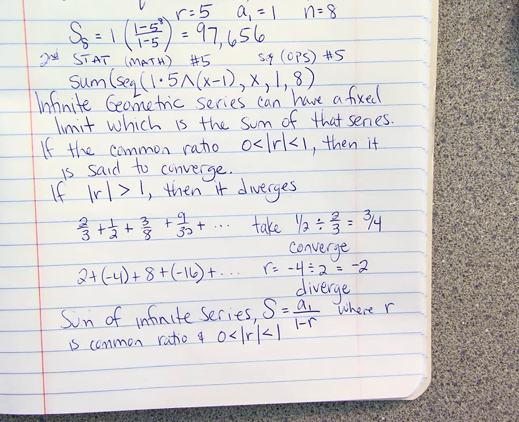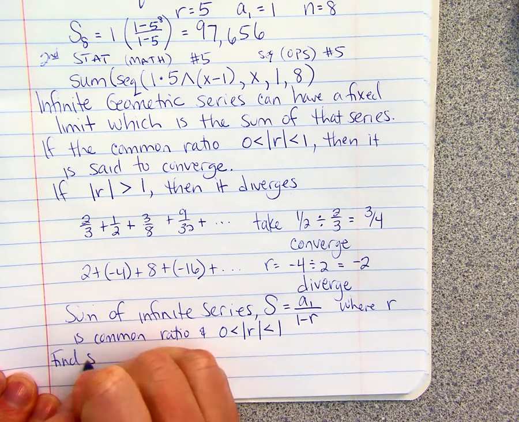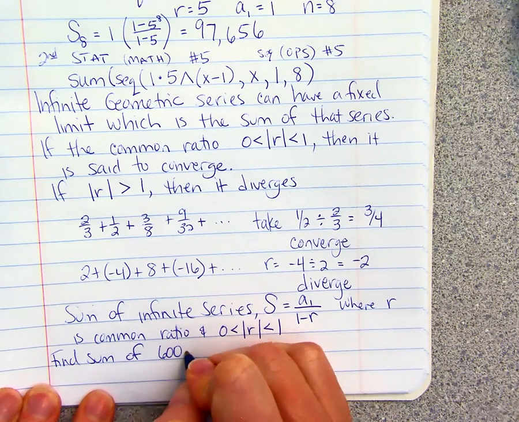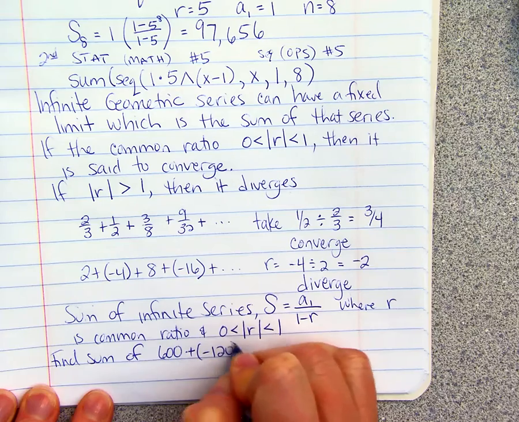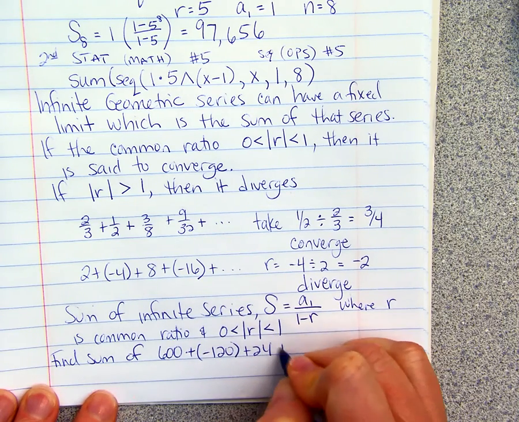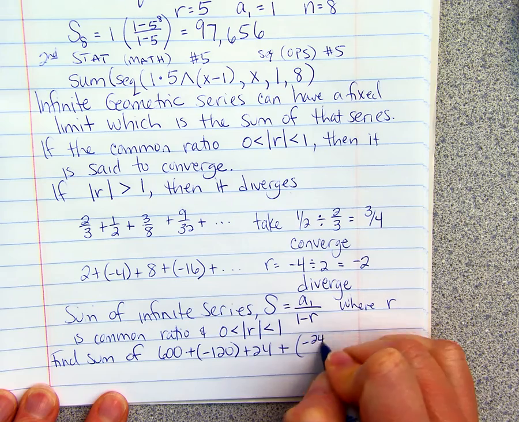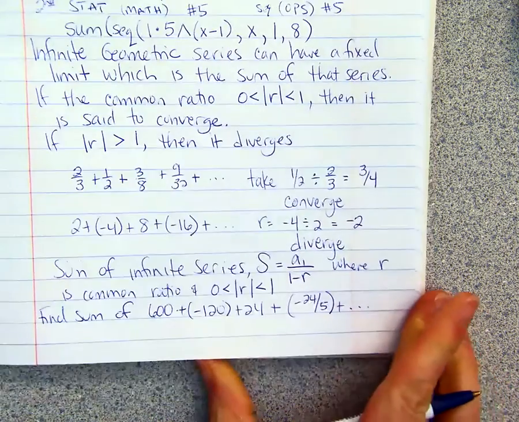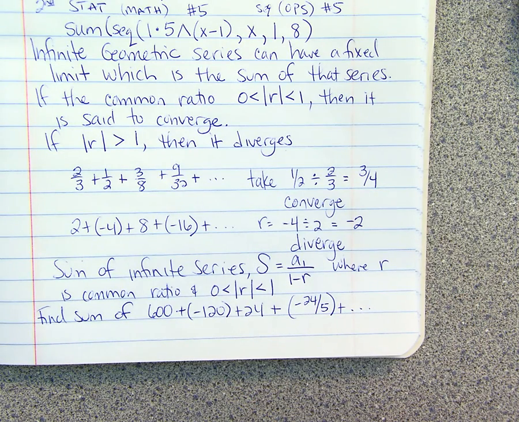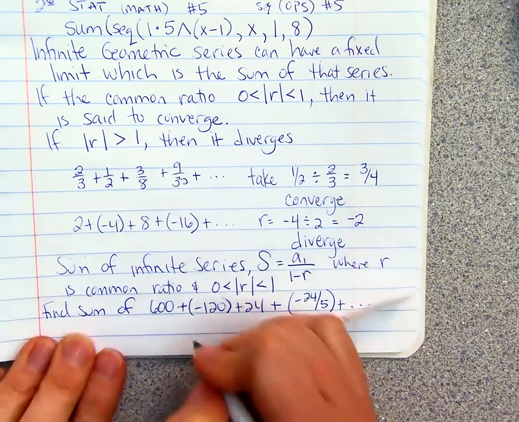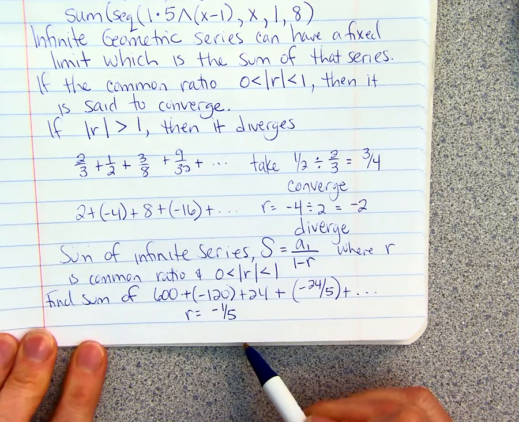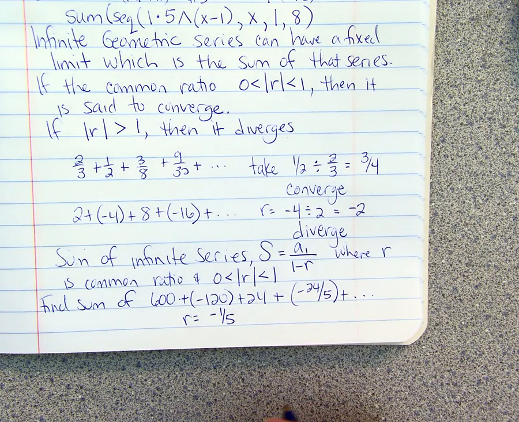I'm going to give you an example. Find the sum of this infinite series: 600 plus -120 plus 24 plus -24/5 plus, and so on. You can see that we are multiplying by -1/5 every time. So r is -1/5, and its absolute value is between 0 and 1, so we can find the sum. It will converge.